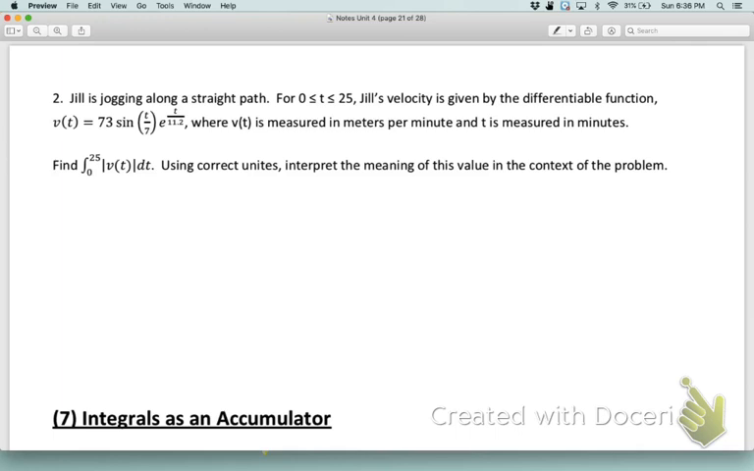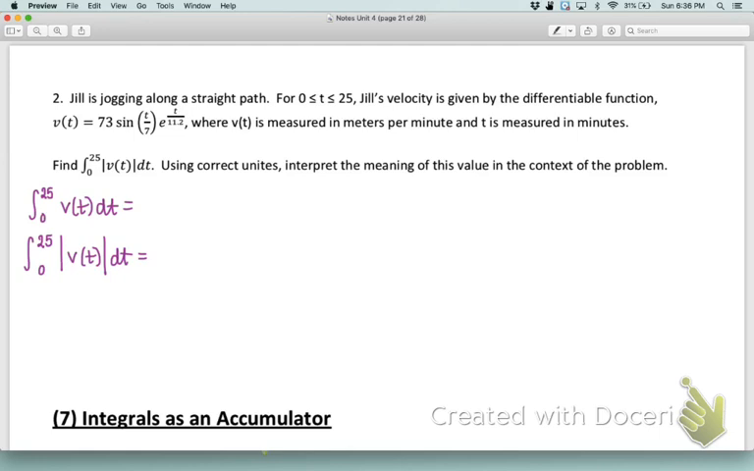Interpret the meaning of this value in the context of the problem. Now, the first thing that I want to mention here is that there is a difference between finding these two different things. The first integral does not have an absolute value, and the second one does. Now, one thing that I noticed on the quiz is that most of you are interpreting your answers as the absolute value definition, which is not entirely correct.